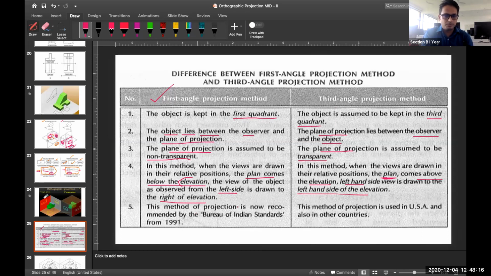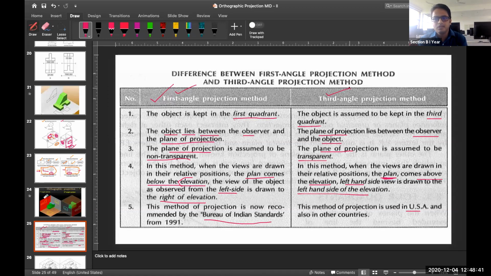So this method of projection is recommended by Bureau of Indian Standards. Means in India, we follow first angle projection, and in countries like USA and some other countries, they follow third angle projection method. So these are the 5 basic differences between your first angle and third angle projection.